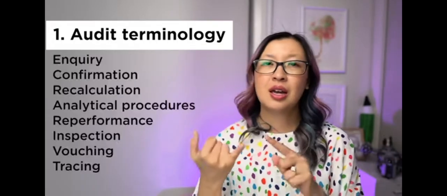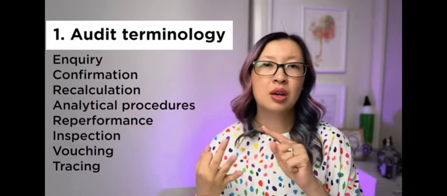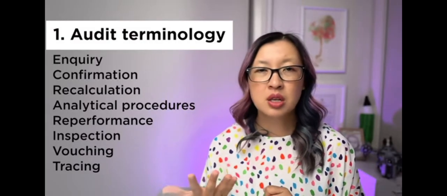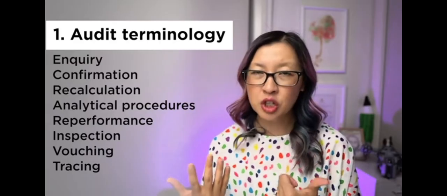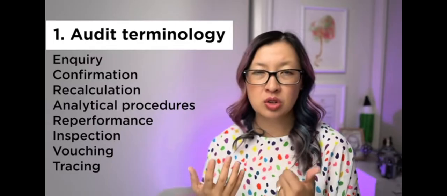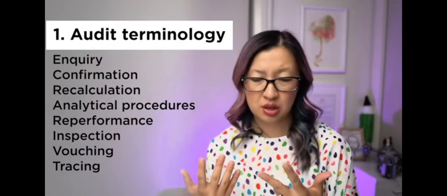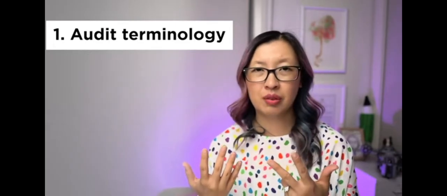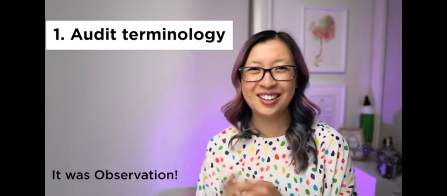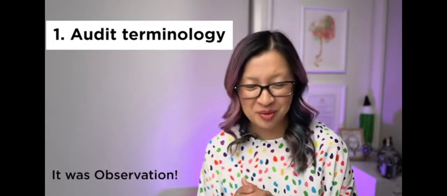And they have things like inquiry, confirming, recalculating, analytical procedures, reperformance, inspection, and then I add some additional ones onto that. I add vouching and tracing. That's only 8. There's one more, if you can remember what it is. 9 procedures I normally use, add it there down in the chat.